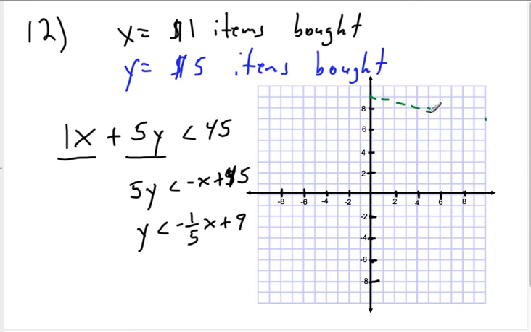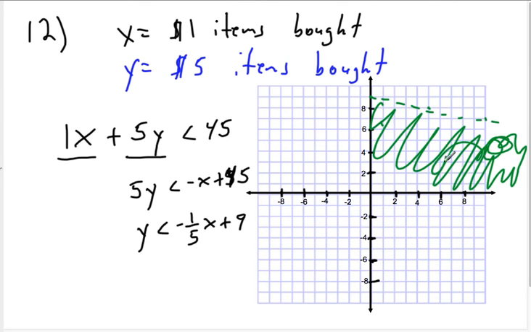It's less than, so it's this, and it's shaded all down here. So I could buy any of these things down here. I could buy 2 $1 items and 8 $5 items, or 8 $1 items and 4 $5 items, or any of these amounts, and I should have made a bigger graph, but you get the idea.